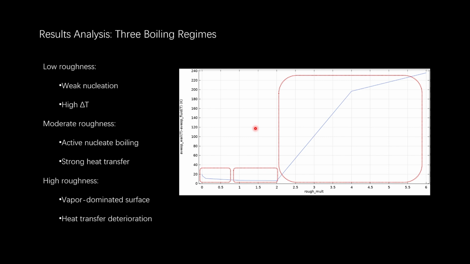So what can we draw from the results? The first thing is we can clearly see three different boiling regimes. At low roughness, boiling is weak and heat transfer is relatively poor. At moderate roughness, nucleate boiling becomes stronger and heat transfer is maximized. At high roughness, the surface becomes vapor dominated and heat transfer deteriorates.